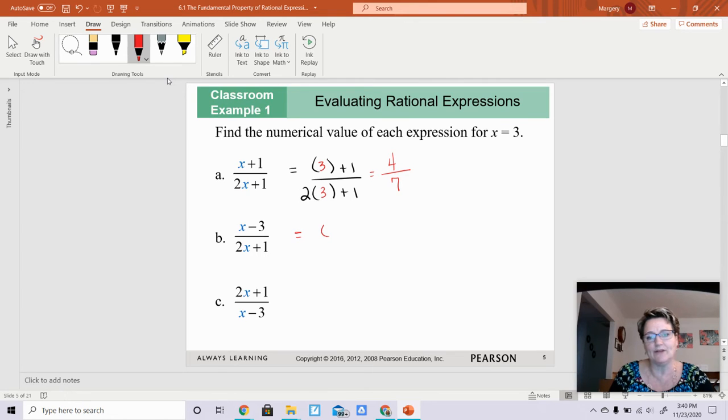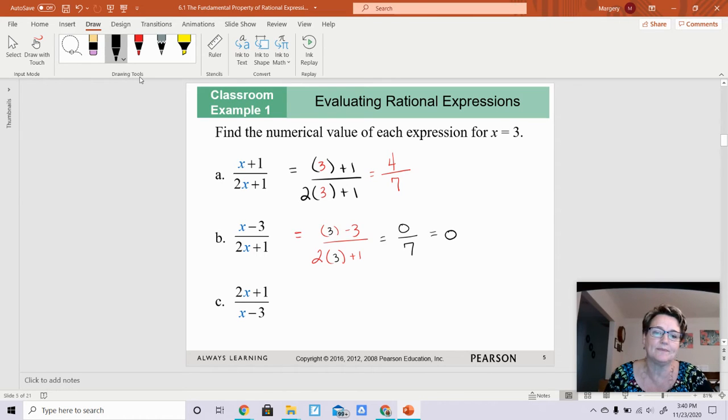Once again, wherever there's an x, I'm going to put in a blank spot, and then in all those little blank spots, I'm going to put in a 3. 3 minus 3 is 0, so the numerator is 0. 3 times 2 is 6. 6 plus 1 is 7. 0 divided by 7 is 0.